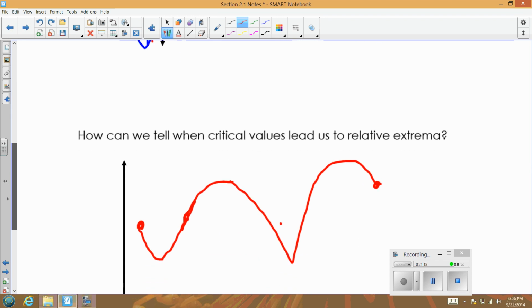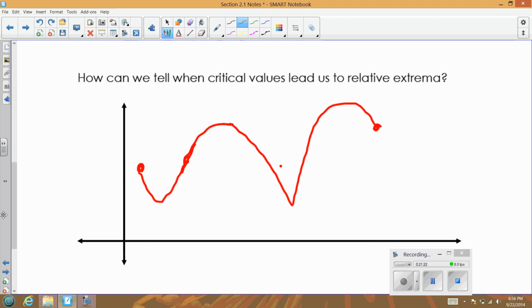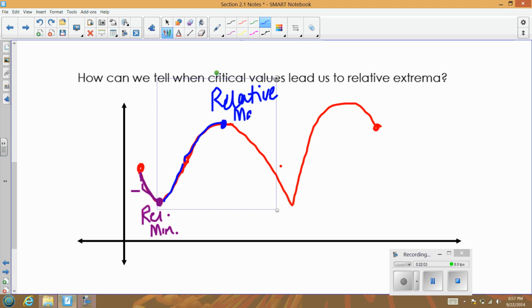So what we're going to look at now is how can we tell when critical values lead us to relative extrema. Again, if you look at this side of the graph right here, my derivative is going to be negative because my slopes are all negative values. At this point, I have a minimum. This is a relative minimum. But then from here to this relative maximum, the derivatives would all be positive because all of the slopes are positive.